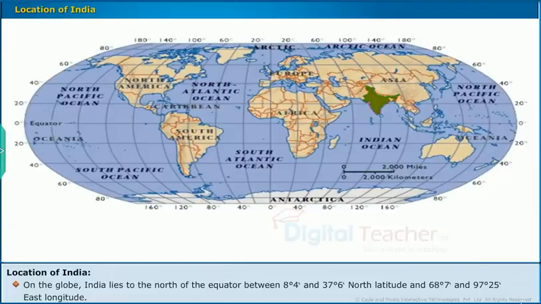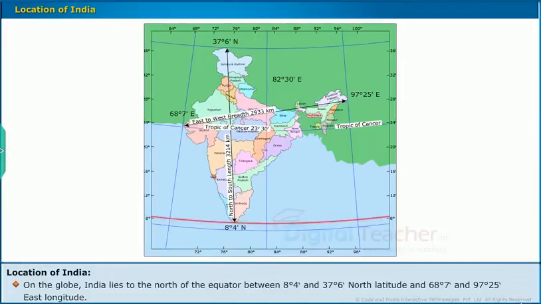On the globe, India lies to the north of the equator between 8 degrees 4 minutes and 37 degrees 6 minutes north latitude and 68 degrees 7 minutes and 97 degrees 25 minutes east longitude.